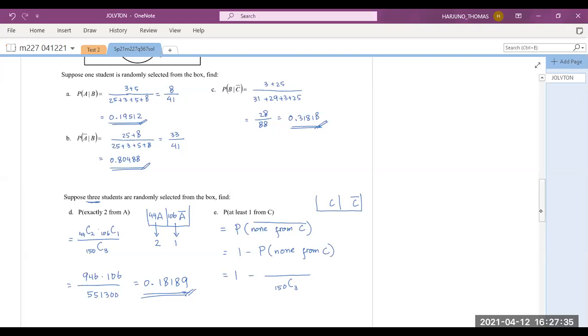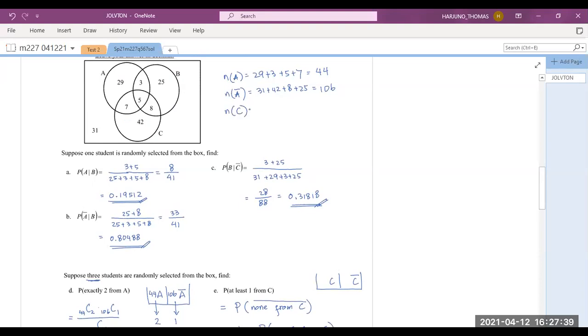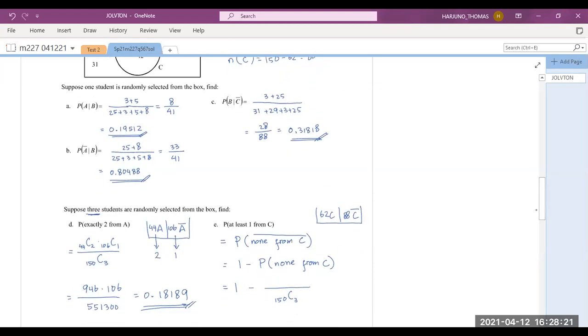Now let's see how many elements are in C. The number of elements in C is 42 plus 8 plus 5 plus 7, that's 62. So there are 62 elements in C, then the number of elements not in C will be 150 minus 62. I think that's 88. Yeah, we have it here actually, right? 88. Then what is the probability that none of them are from C? None of them from C means all three are not from C. That's 62 choose 0 times 88 choose 3.